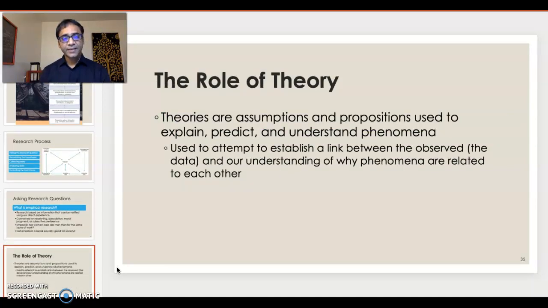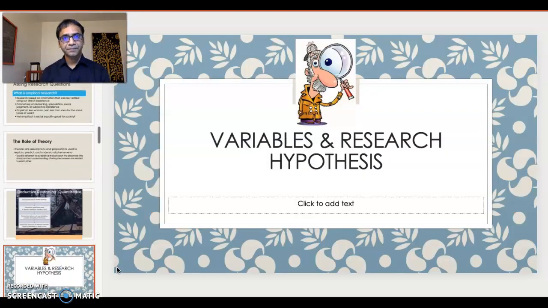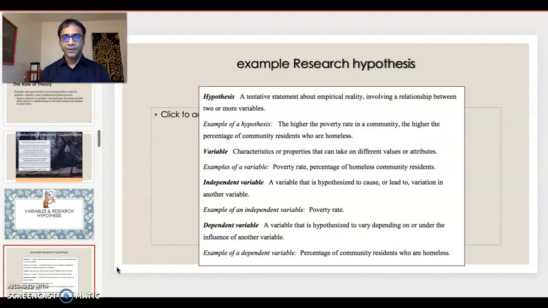The role of theory is extremely important as we do any statistical research, and theories are assumptions and propositions that explain, predict, or help us understand phenomena. They are also used to attempt to establish a link between the observed data and our understanding of why this particular phenomenon occurs or how phenomena relate to each other. We will go into details of variables and hypotheses next week, but we'll go through this quickly here. These terms are extremely important.